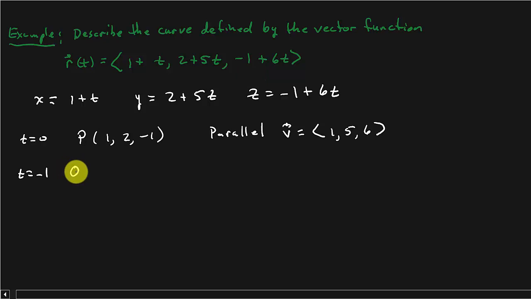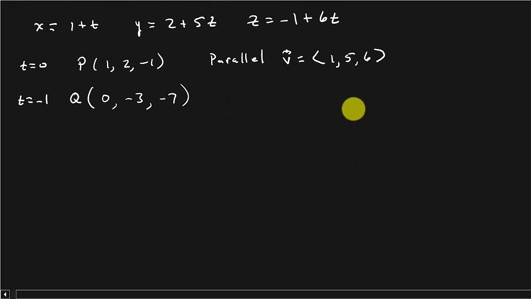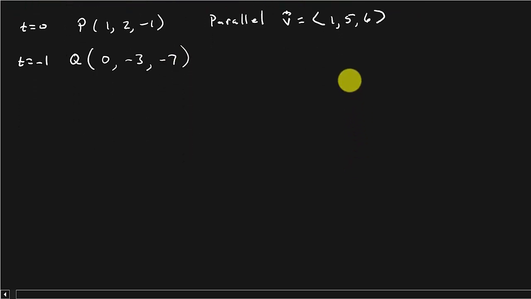So if we choose t equals -1, that's going to give us a point. We'll just call it Q. So we know we're going to get 0 here, and then if we take the -1 and plug it into here, that's going to give us -3. And then if we plug the -1 into here, that's going to be -1 plus -6, which is -7. And so there are our 2 points right there. So let's sketch this line.